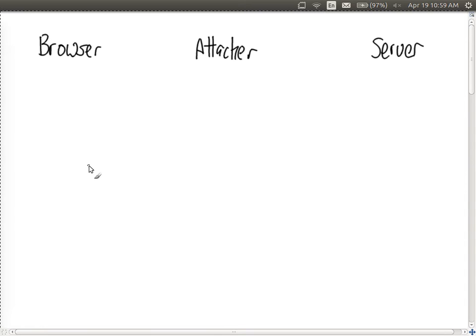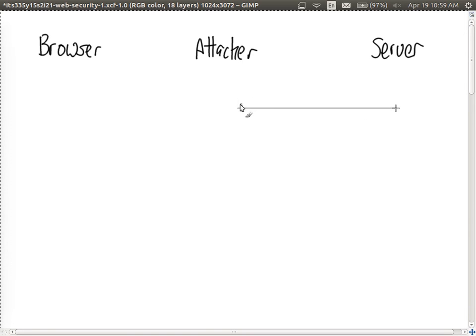So the server sends the certificate to the attacker. Well, it sends it to the browser, but the attacker intercepts. This is CS, so it was sent from server to browser, but the attacker was a man in the middle. They intercept that message and they obtain the certificate of the server.